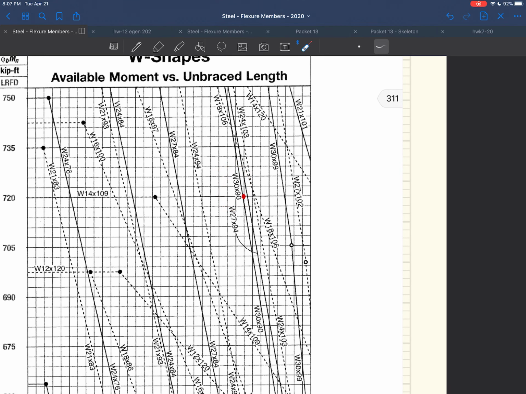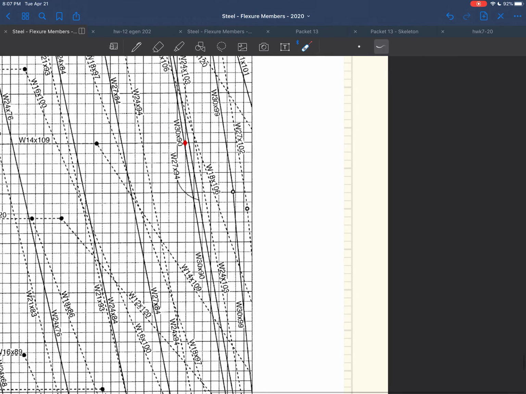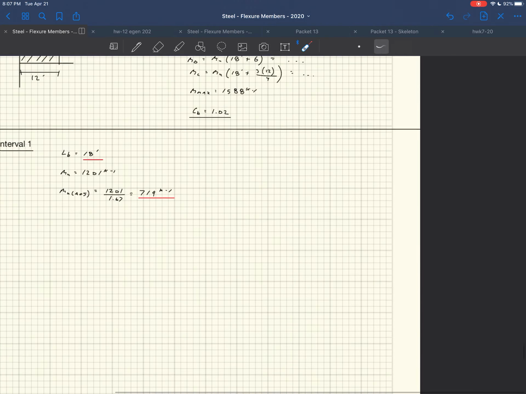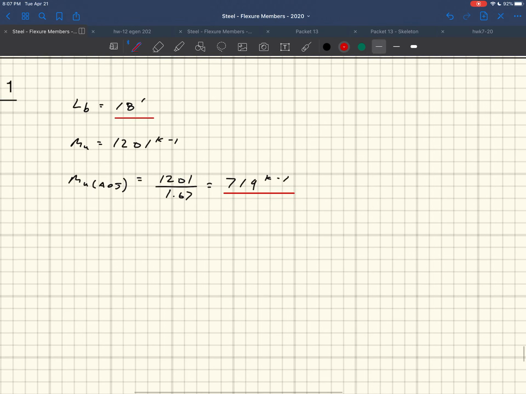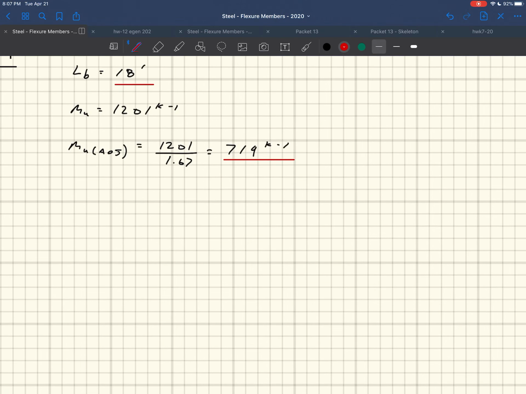I'll pick this guy just because it's lighter, and that's what I've done before. You're pretty dang close right there. So W30 by 90, right? Just because I have the other tables in the figure below so we can look at it. So this would tell me that we would pick a W30 by 90.